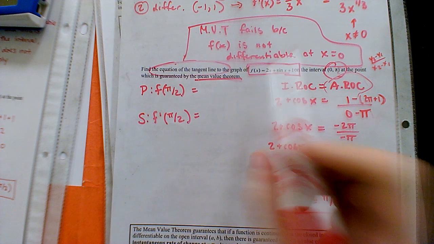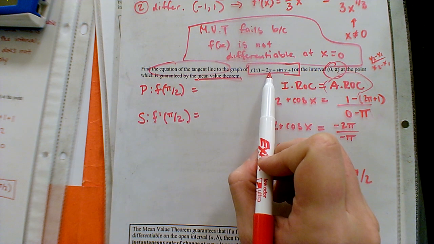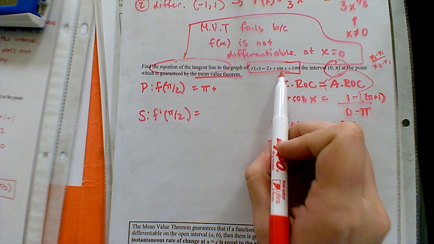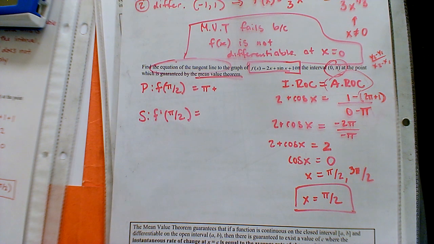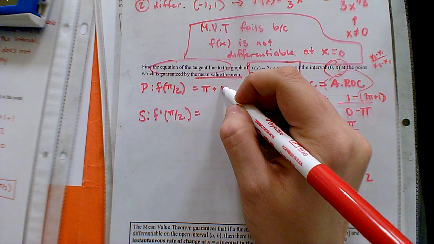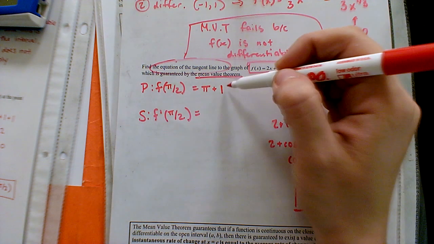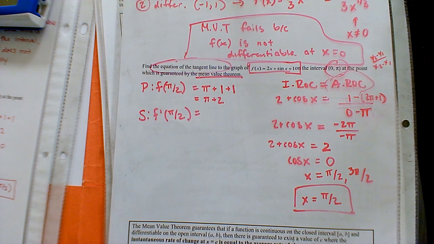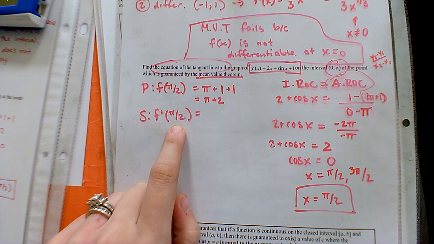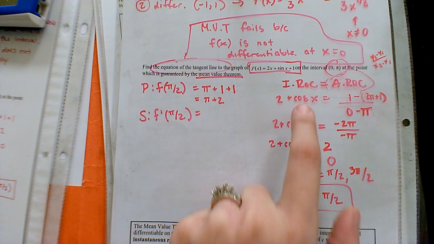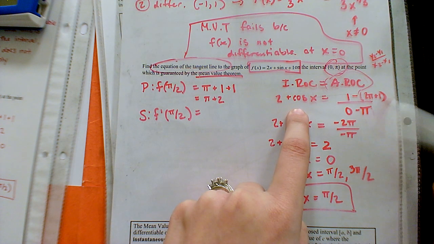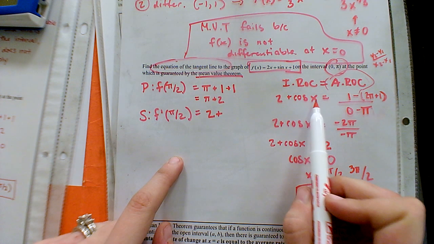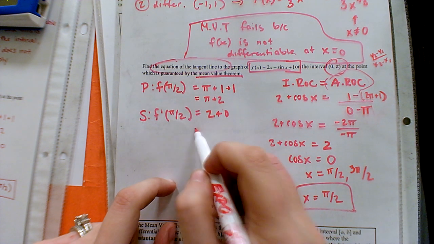So let's see, for our point, we'll plug in pi over 2. 2 times pi over 2 is pi, plus sine of pi over 2, sine at the very top, 1, okay, and then plus 1 on the end. So our point value is pi plus 2. Now we got to plug in pi over 2 into the derivative, and we already wrote that out to help us with our calculation. So 2 plus, we need cosine of pi over 2, 0. So we're left with 2.